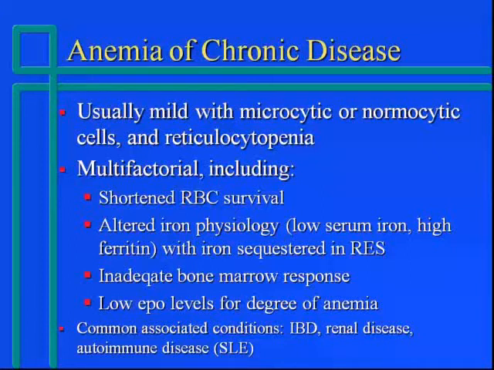And the conditions most commonly associated in children with anemia of chronic disease are inflammatory bowel disease, underlying renal disease, and underlying autoimmune disease, again, lupus in particular.